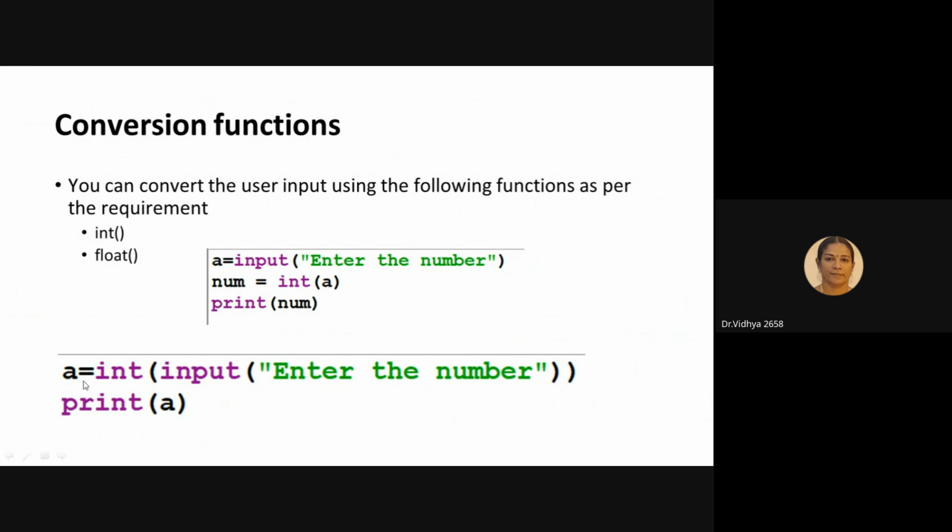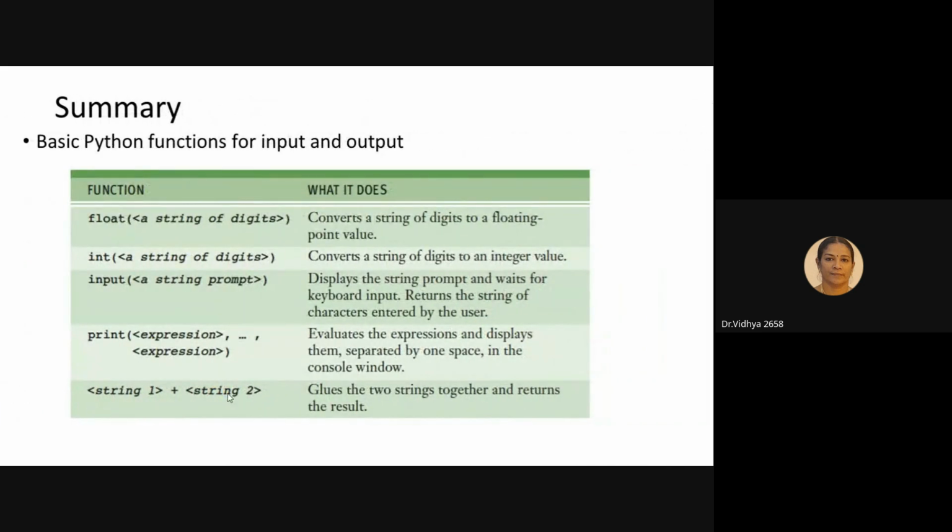Here, a equal to int of input of the number is one type of conversion. This is another way of getting the data as an integer. Here it is mentioned as a equal to int of input, enter the number, so that automatically the data we are reading will be saved in the form of an integer. So this is the conversion function. In summary, we have seen some of the functions related to conversion.